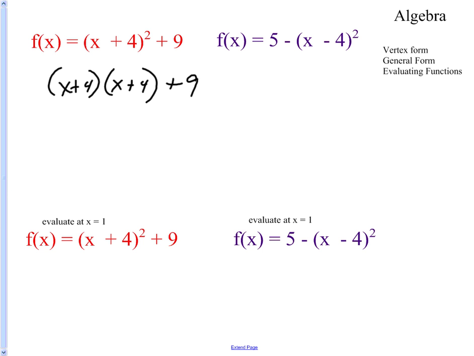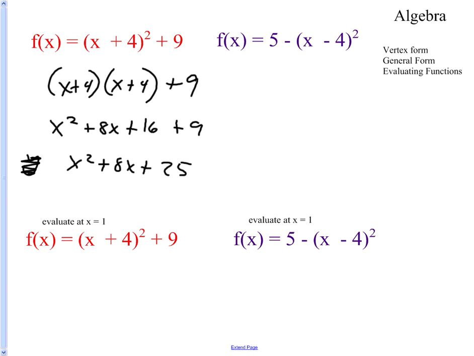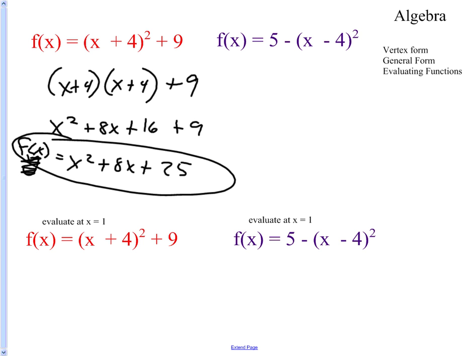So once I've got it that far, now it's x squared plus 4x, which makes 8x, plus 16, and then the plus 9. Final answer, x squared plus 8x plus 25. I was going to say y, but I should say f of x equals. That's general form. Okay, now general form has to have the one with the biggest degree first. The next one is the second biggest degree, and the last one has a degree of 0.